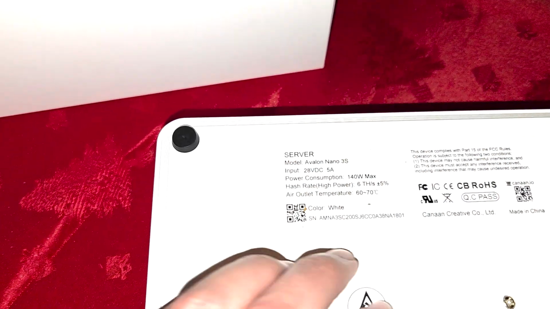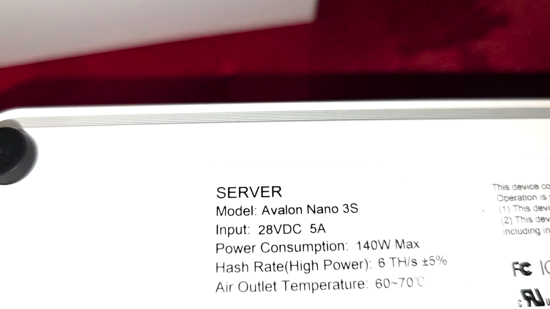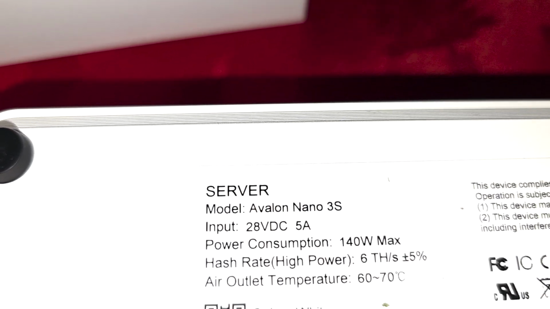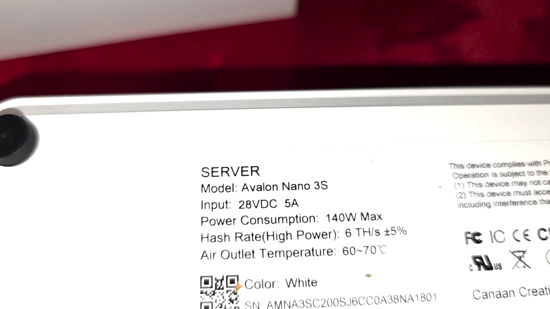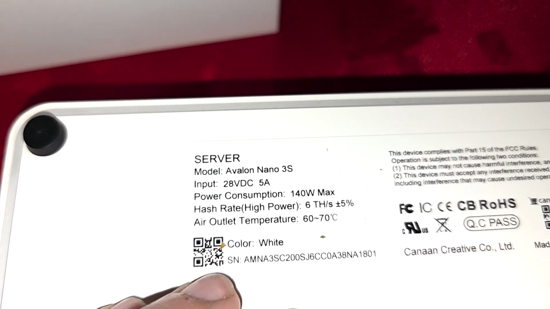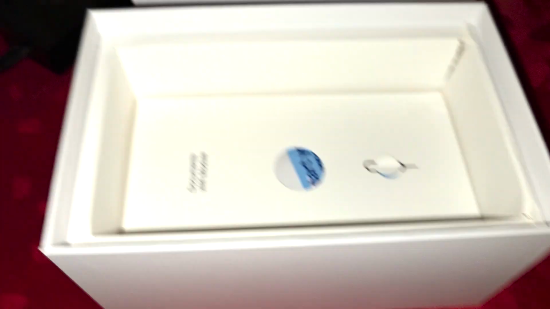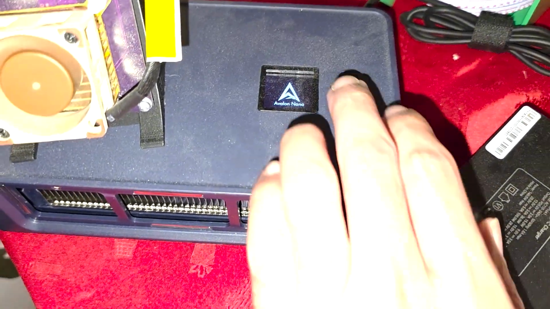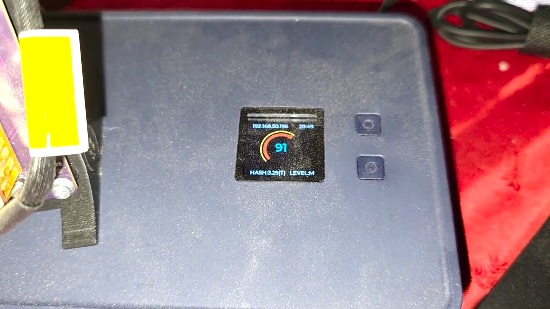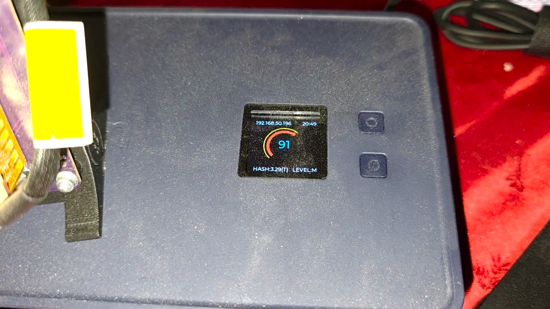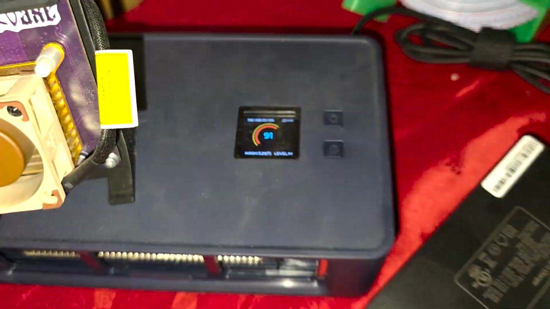You got to pry up with both hands, lifting straight up vertically, and there's a nice little filter there to protect you. Now, looks like we have an input voltage of 28 and then 5 amps. It's a 140 watt max power supply, 6 terahash, plus or minus 5%. This one I'm only rocking, I think we're only doing about 3.9 terahash because I don't have it on the high setting. I know a few of you had some issues with running it on high, so we're just on medium, 3.29 terahash, whereas with this one we could push it to 6 terahash.